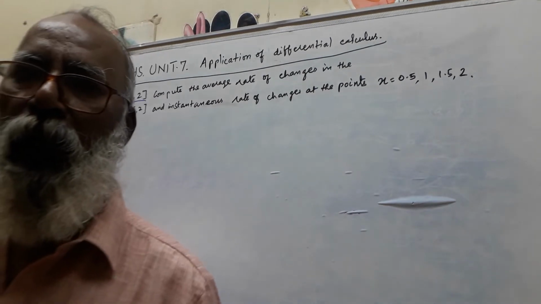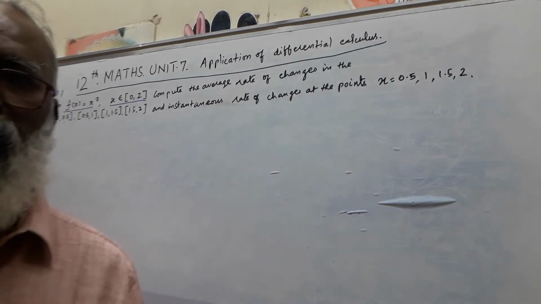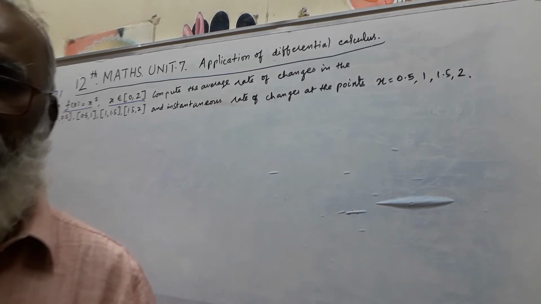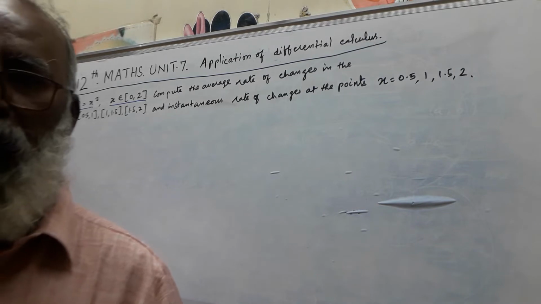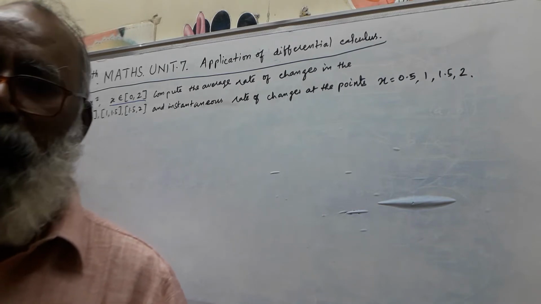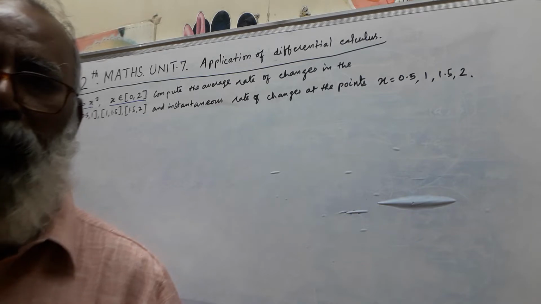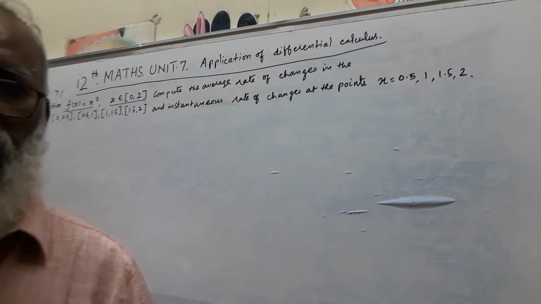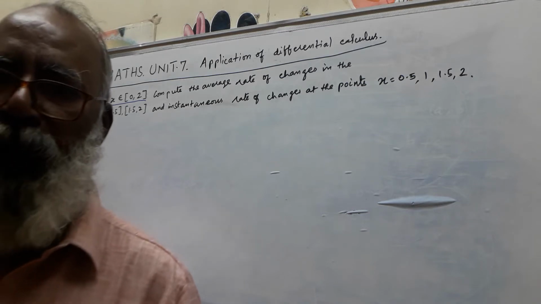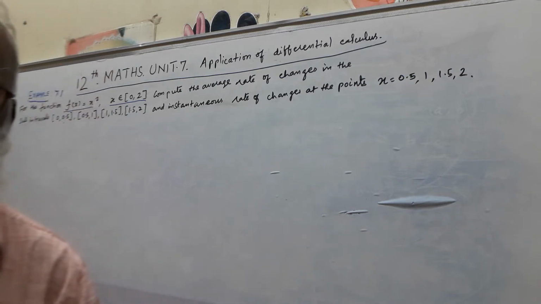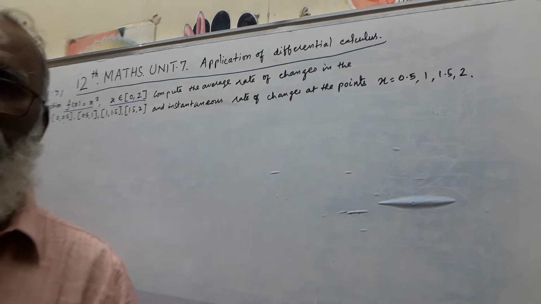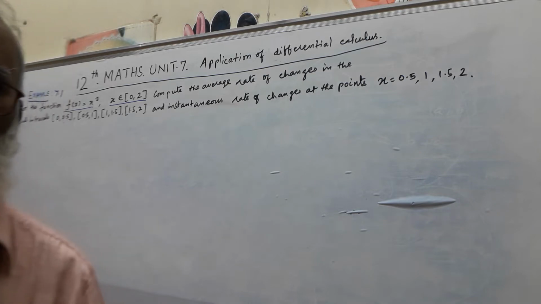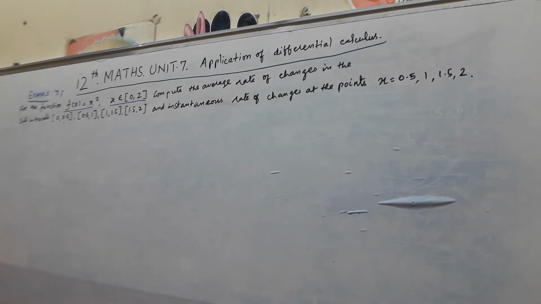Today in 12th Mathematics second volume, unit number 7, the application of integral calculus. The example sums are going to be explained today. First sum 7.1. Very interesting sum. I think you are confused when you are watching in your textbook, but don't bother about that. Listen to my classes and you may be clear.